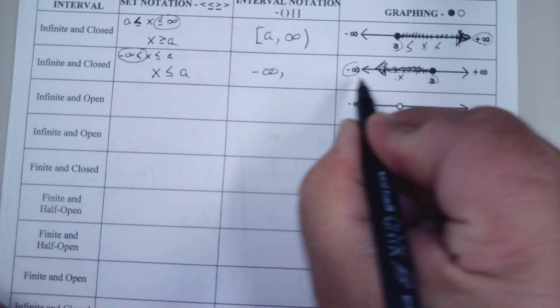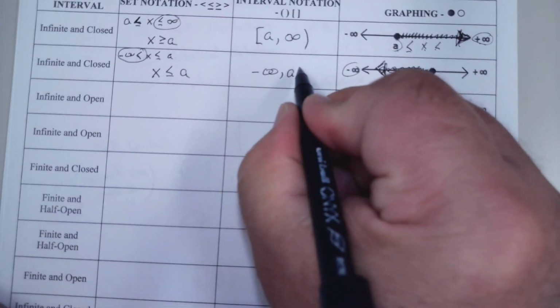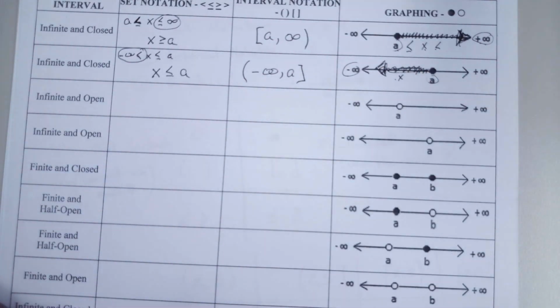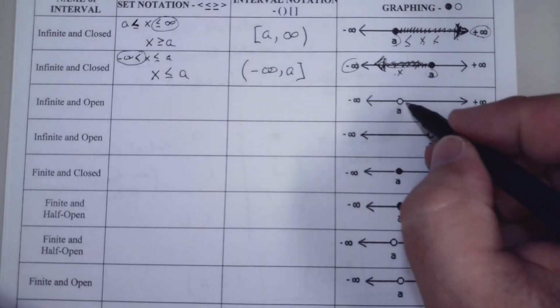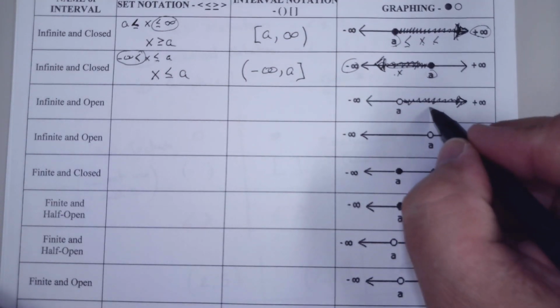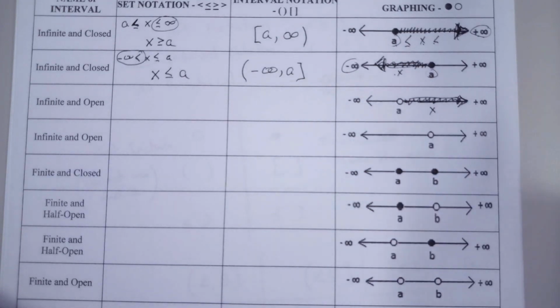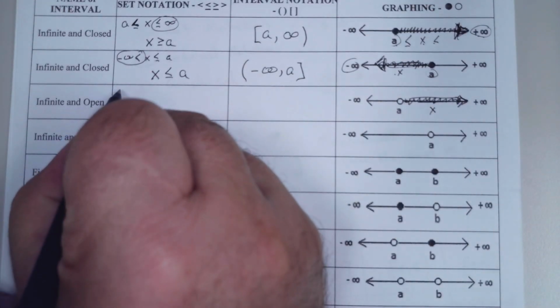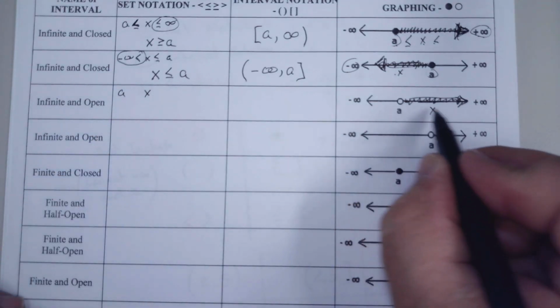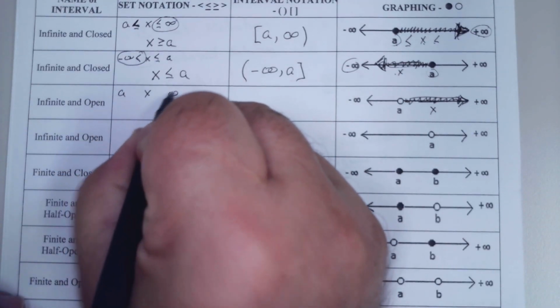Negative infinity to A. You can never use infinities, but A is a solid. Just keep on going, and we can do the other ones. Remember, wherever you shade is your x. So it starts at A, it goes to x, there's all the x's, and it ends at infinity.